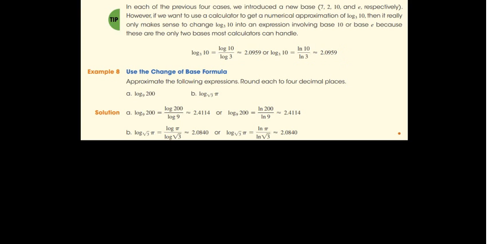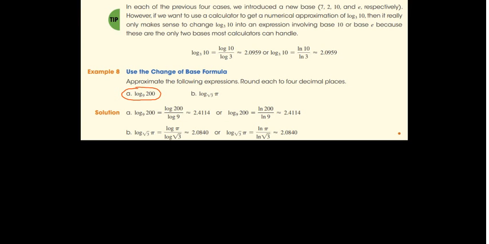And of course, we see this in example 8. If we were to change this log base 9 of 200, again, we don't know what log base 9 of 200 is. We just know it's between 2 and 3 because 9 squared is 81, and 9 cubed is 81 times 9.